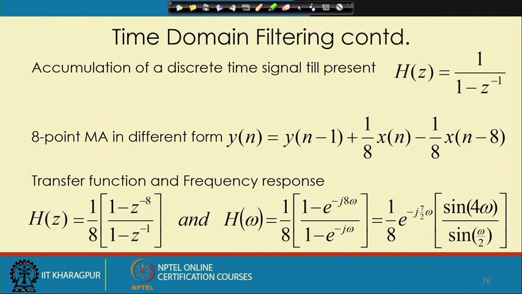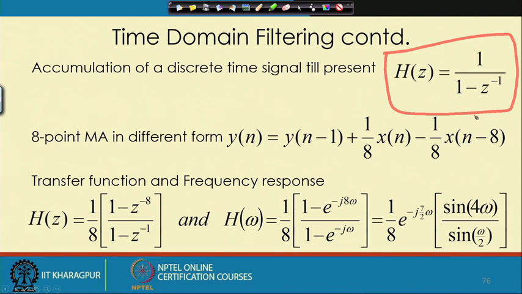So, the same thing can be implemented by an accumulation filter in the discrete domain. The form would be H(z) equal to 1 by 1 minus z to the power minus 1. However, that means it has a kind of infinite memory. So, instead of implementing it in this way, we can implement it in a little different way.